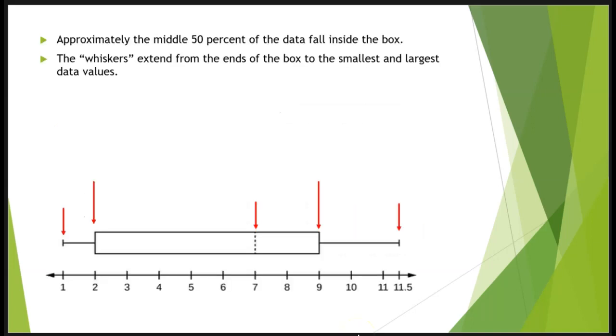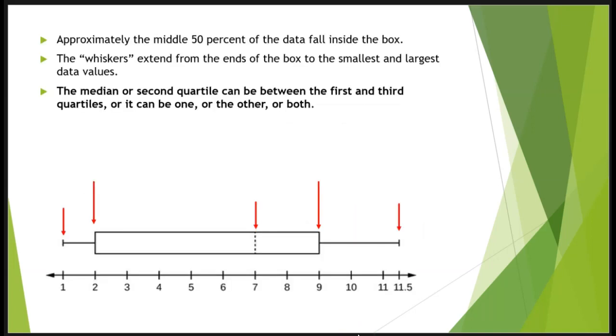So how do we read box plots? Approximately the middle 50% of the data fall inside this box here. So 50% of the data is inside this box. The whiskers, that's this section here, extend from the ends of the box to the smallest or the minimum value, and also extend to the maximum or largest value.